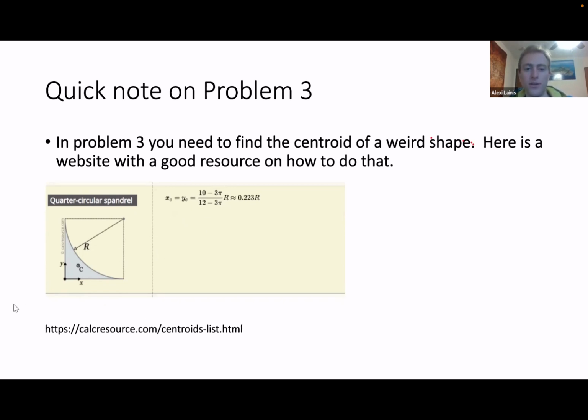It has a whole bunch of centroids here. It has an equation for getting that, which obviously is derived from doing some calculus to find that centroid. There are probably other ways to find it too, but this is just a really easy way, because it's such a strange shape that it wasn't in the notes. So I thought that might be a little bit of help on problem 3.